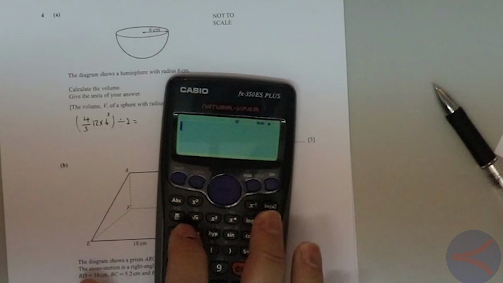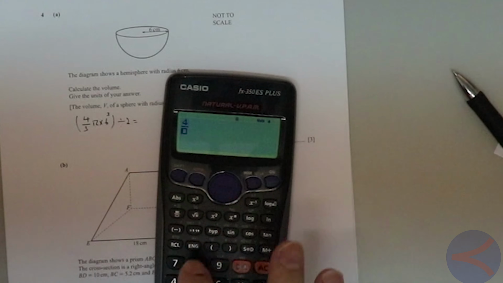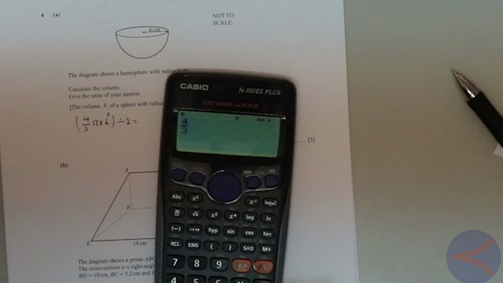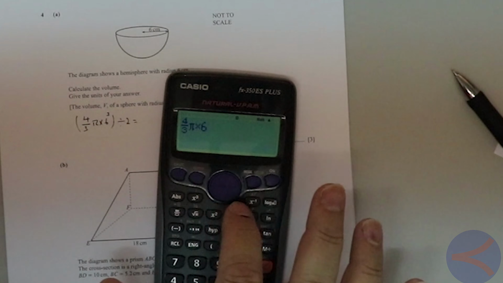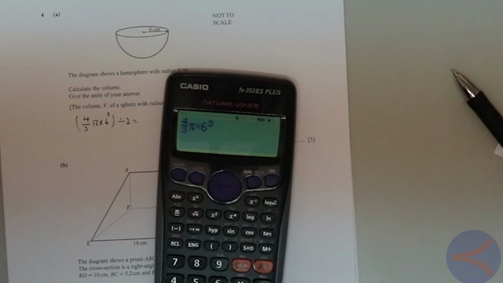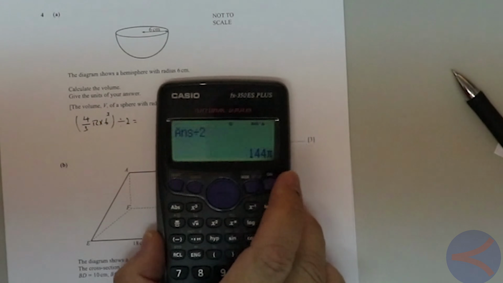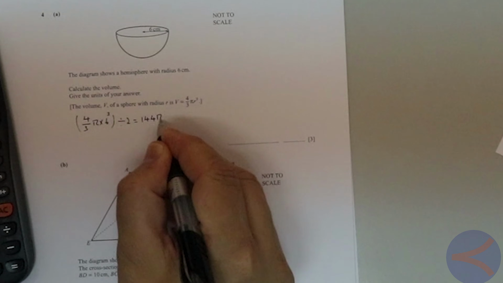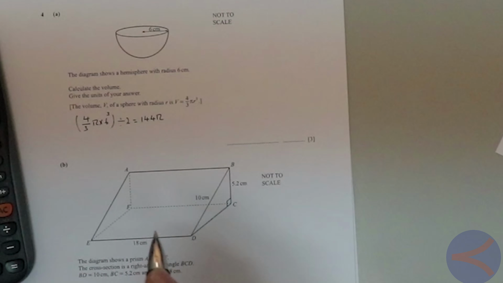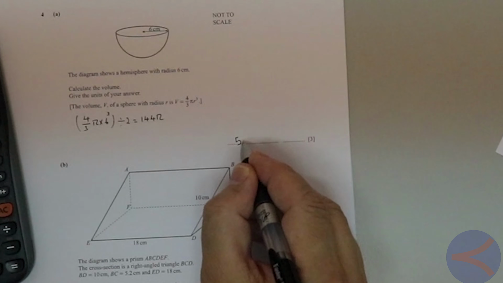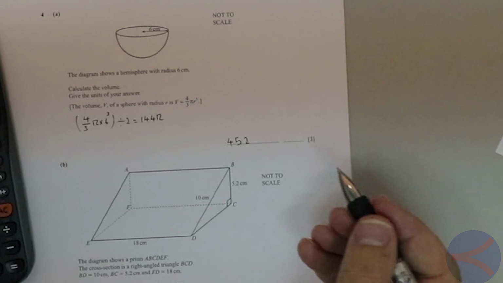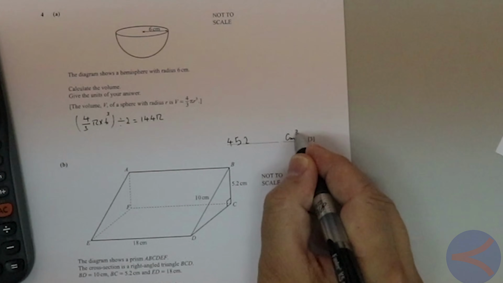Therefore now we have 4 over 3 times pi times 6 to the power of 3. We get the answer and then divide by 2. Therefore the final answer is 144 pi, or if you want to write it in decimal format, 452 is enough, if you want 3 significant figures. The unit is centimeter cube.